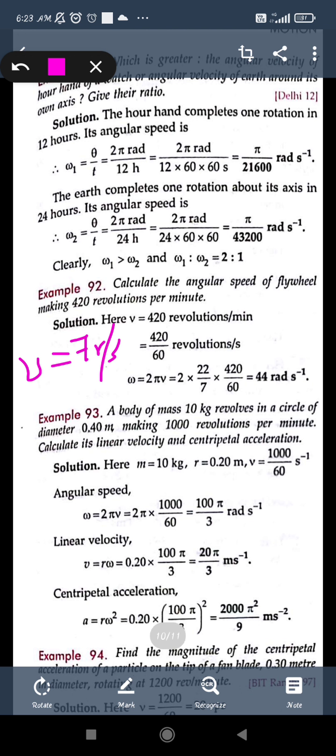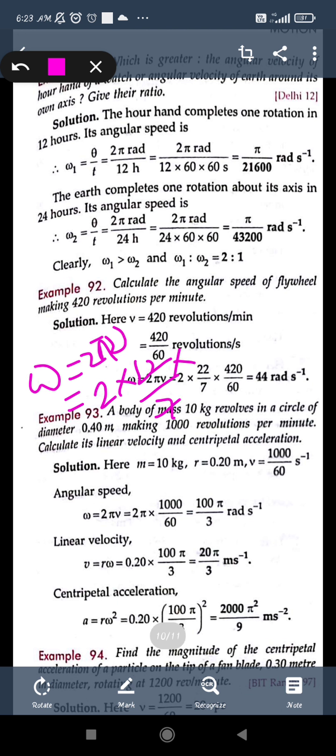Here it is written angular speed, so we have to find omega again, but theta is not given, it is nu. We know that omega and nu have the relation omega equals 2 pi nu, since 2 pi by t and 1 by t is converted into nu. So 2 into 22 upon 7 into nu, which is 7. Both are cancelled, so it is 44 radian per second. This is the angular velocity when the frequency is given.